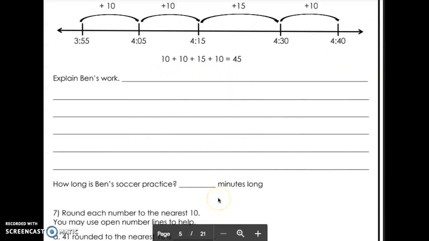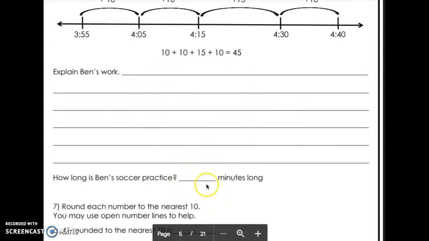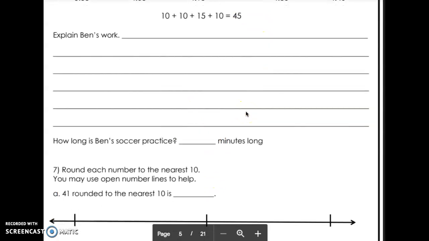And then here it says how many minutes, how long did he practice? And really the answer is right there for you. All you have to do is write it right here and explain what he already did for you.